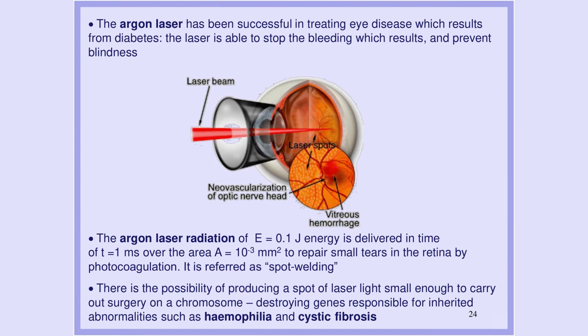There is the possibility of producing a spot of laser light small enough to carry out surgery on a chromosome, destroying genes responsible for inherited abnormalities such as hemophilia and cystic fibrosis. These are some of the applications of the lasers for precise surgical operations.